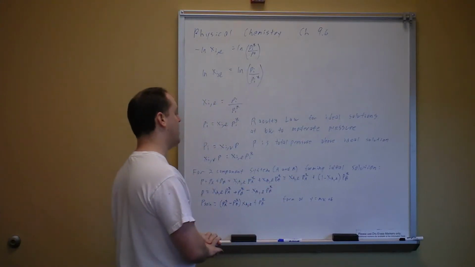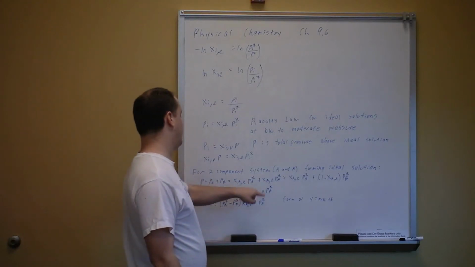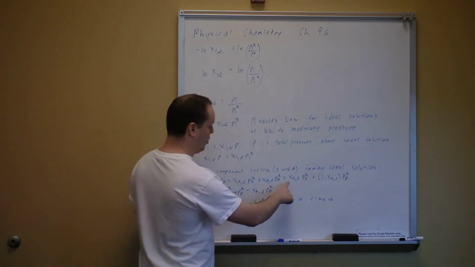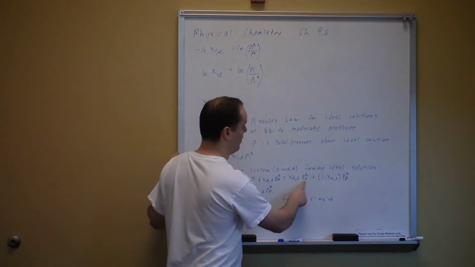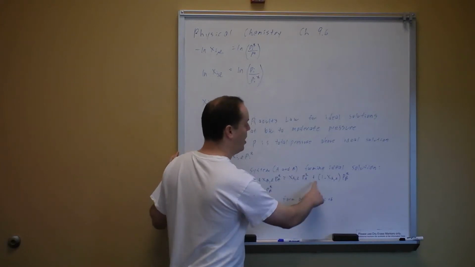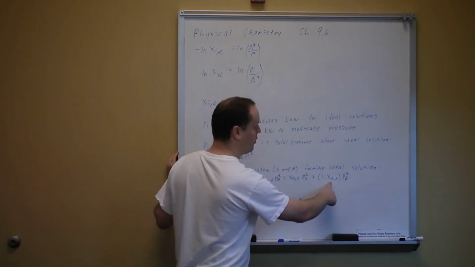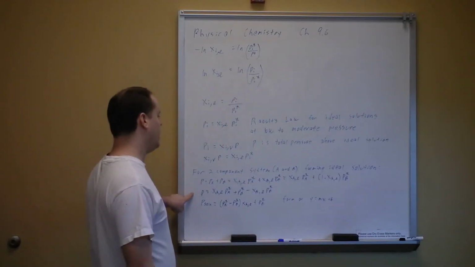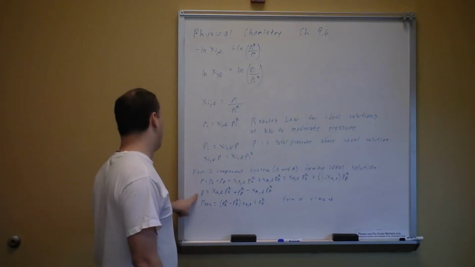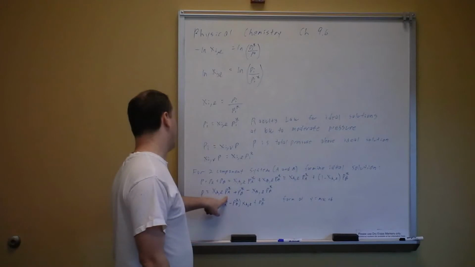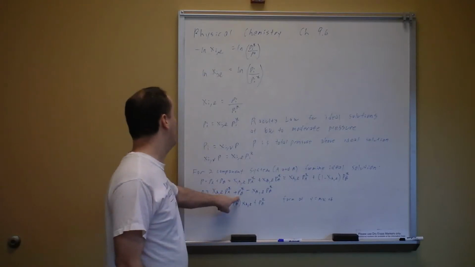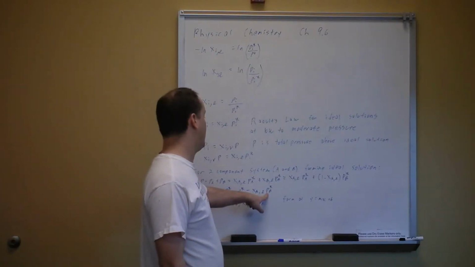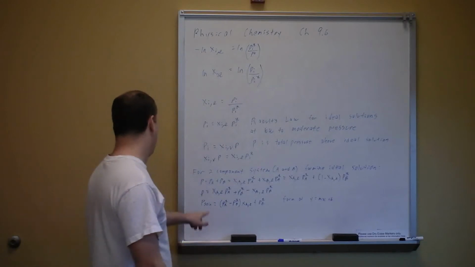Now, since there's only two components, remember, the mole fraction of B has to be equal to 1 minus the mole fraction of A. So using that, we say the total pressure is equal to the mole fraction of A in the liquid phase times the partial pressure of A unmixed plus 1 minus the mole fraction of A in the liquid phase times the partial pressure of B unmixed. Then just distributing that out, we get the pressure is equal to the mole fraction of A in the liquid phase times the partial pressure of A unmixed plus the partial pressure of B unmixed minus the mole fraction of A in the liquid phase times the partial pressure of B unmixed.